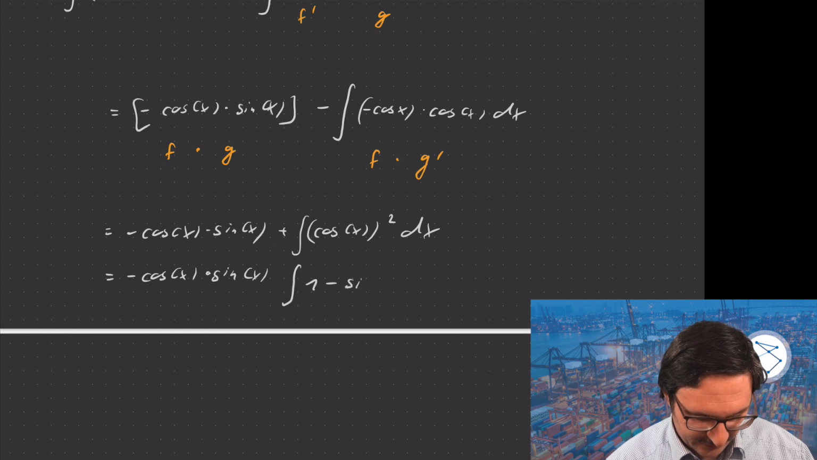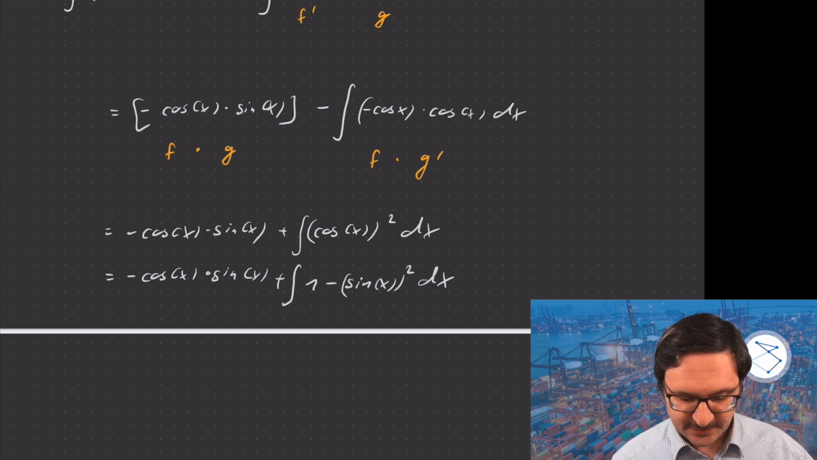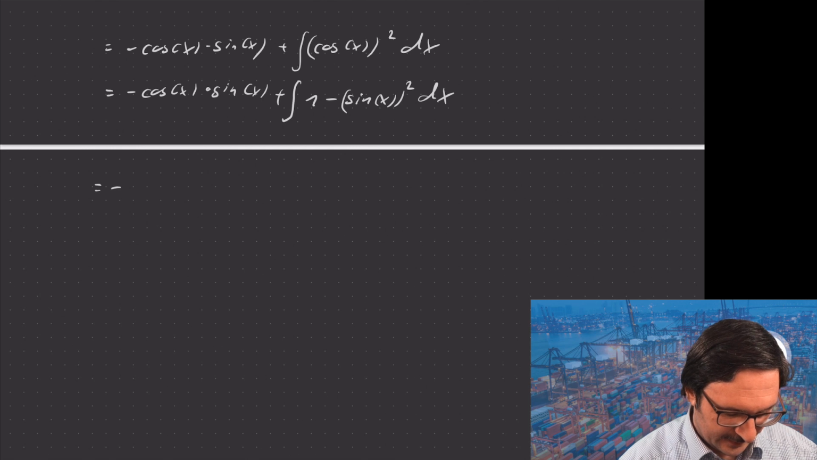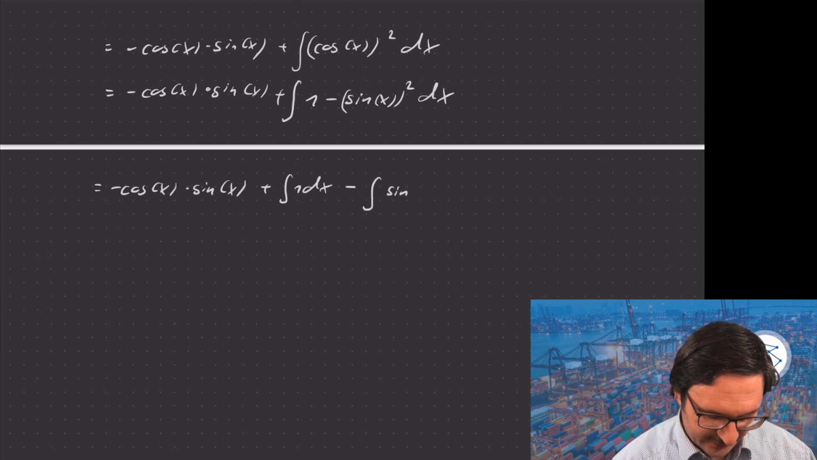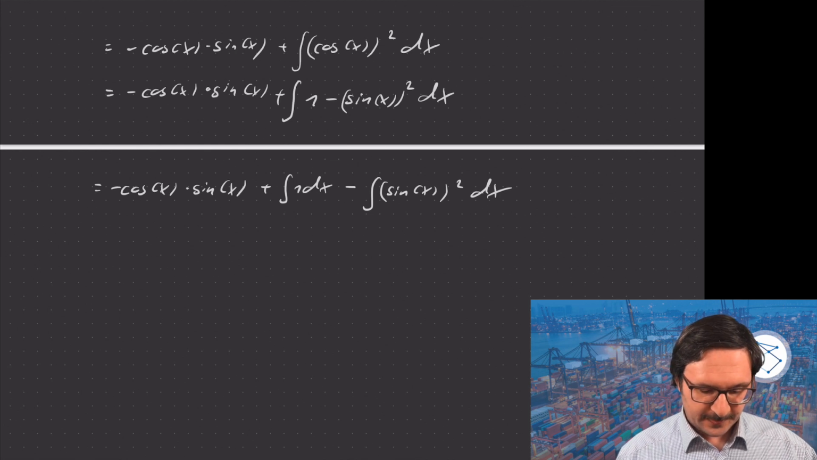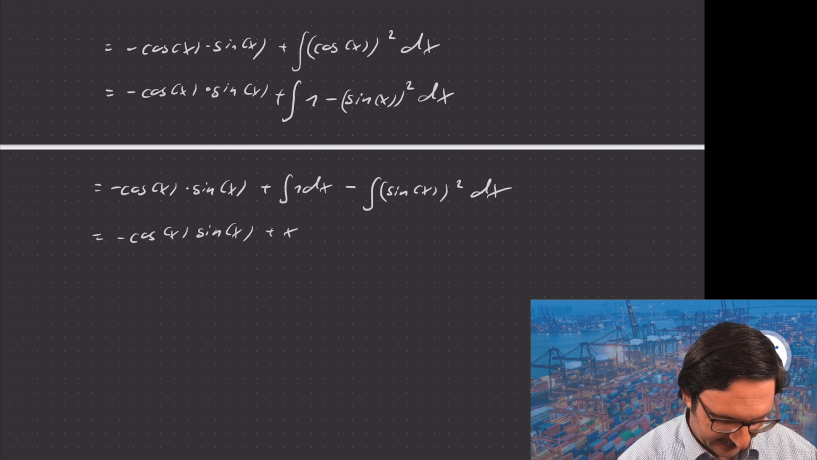We're going to use that relation right now to express this integral. And then we can rewrite this as minus cosine times sine plus the integral over 1 dx minus the integral over sine of x squared dx. And of course that integral over 1, that is easily computed. That's just x.